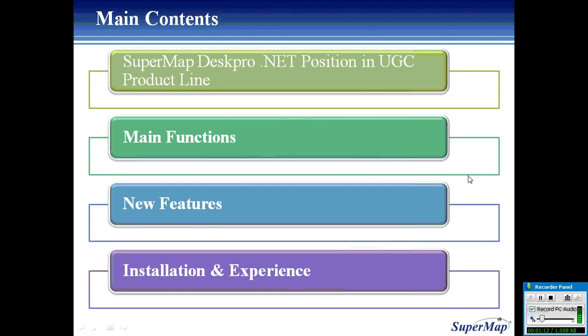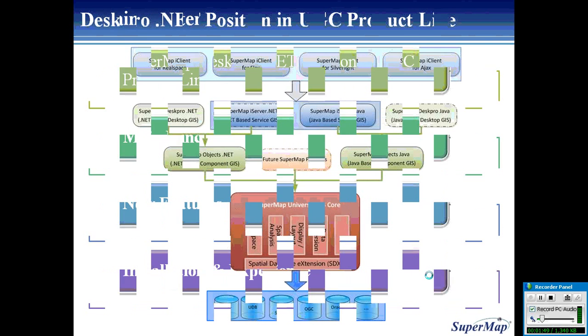Okay. In today's training, there are 4 parts. Firstly, I want to introduce you the position of SuperMap Desktop.NET 6R in the UGC product line. And then I want to introduce the main functions and new features in this product. At last, I want to introduce you what you need to install to use SuperMap Desktop.NET 6R, and then we will experience this product together.